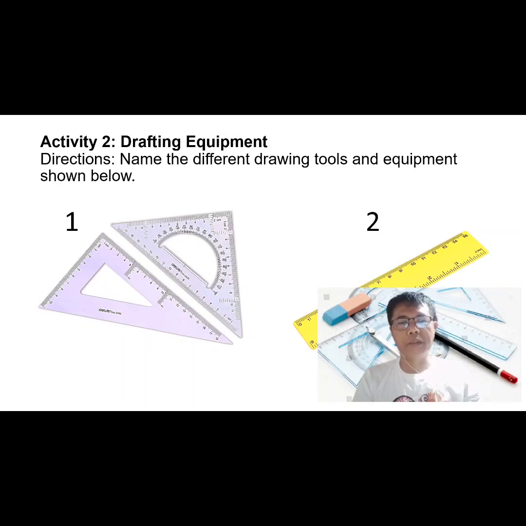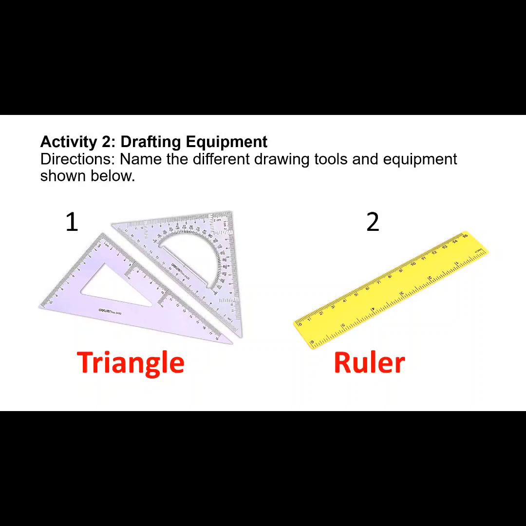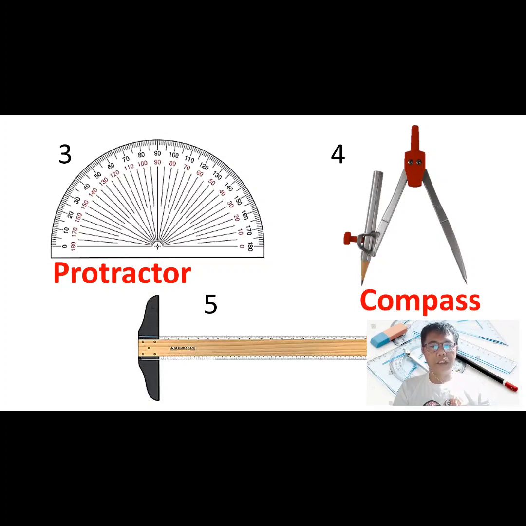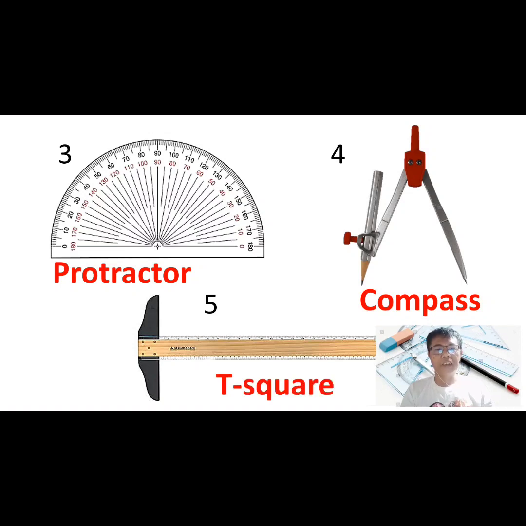Give me the answer for item number 1. The answer is triangle. For number 2, the answer is, of course, ruler. Item number 3, protractor. For item number 4, compass. And the last, item number 5, that is a T-square.